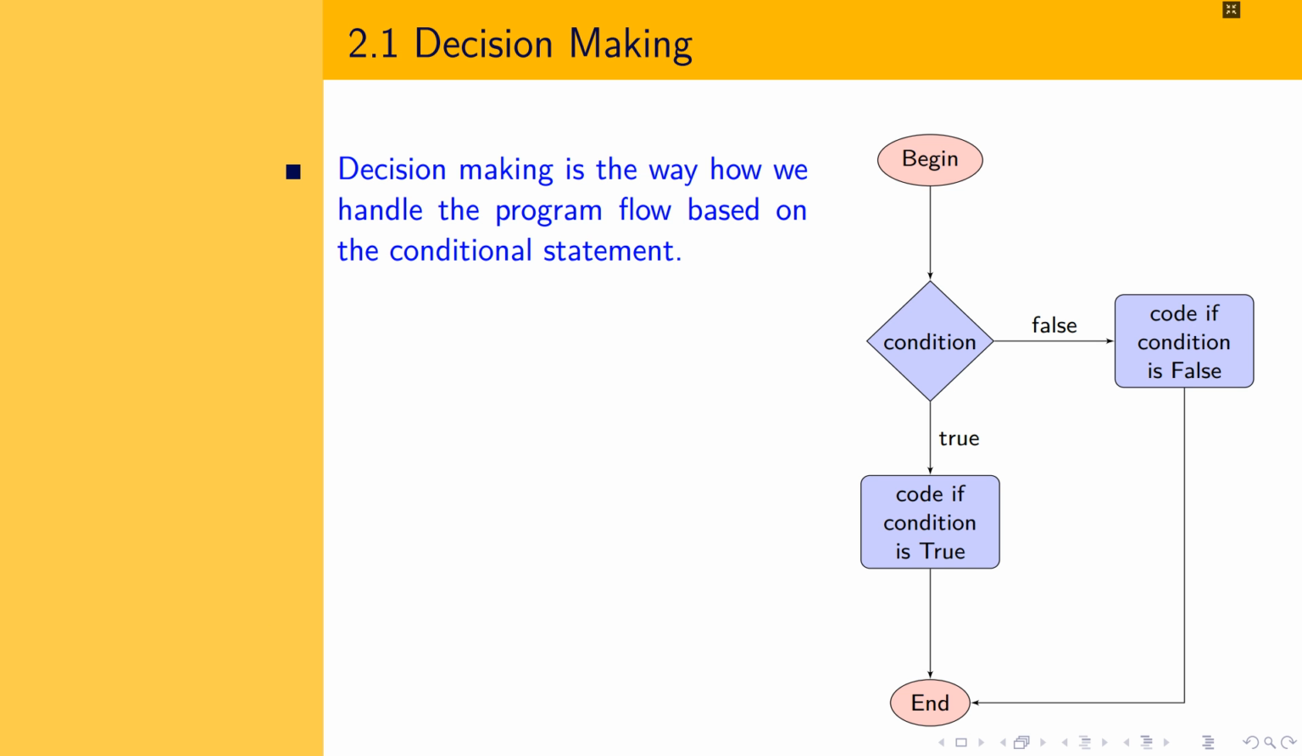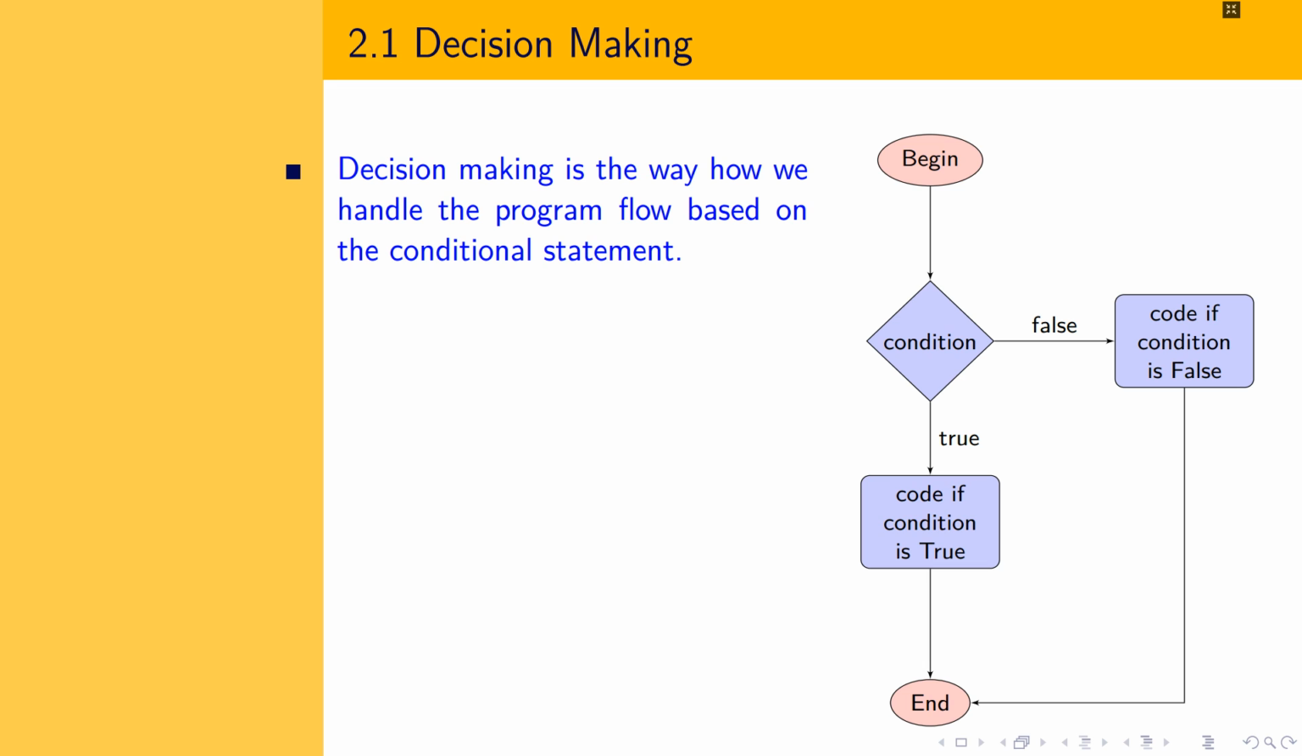Decision making is a way we handle the program flow based on the conditional statement. Please look at the flow chart. Imagine your program flow starts from the beginning and finishes at the end. In between, you want to make a decision whether to do something or not based on the condition.